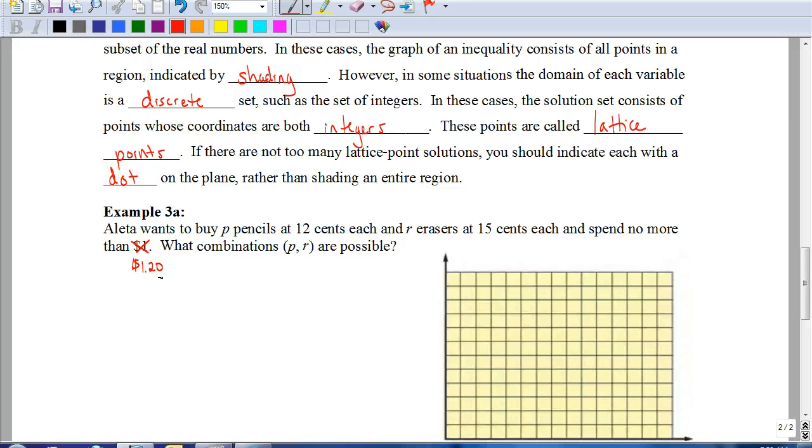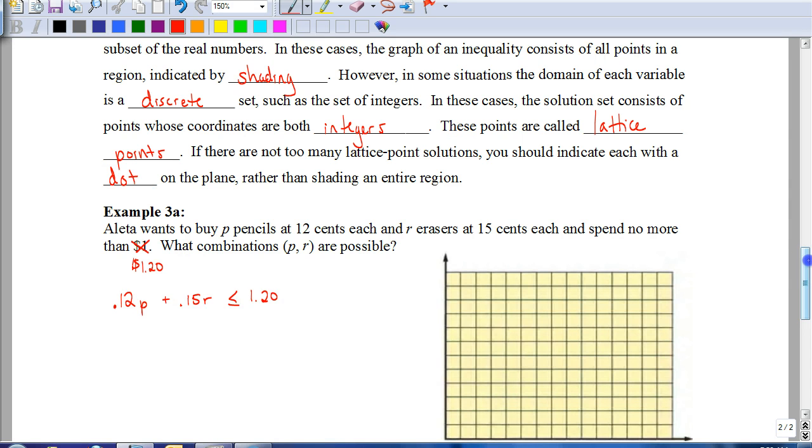Okay, so first off, we need to write an inequality here. It's 12 cents for each pencil, and it's 15 cents for each eraser, and she wants to spend no more than $1.20. So that means she can spend exactly $1.20, but no more than that. So it's got to be less than or equal to.